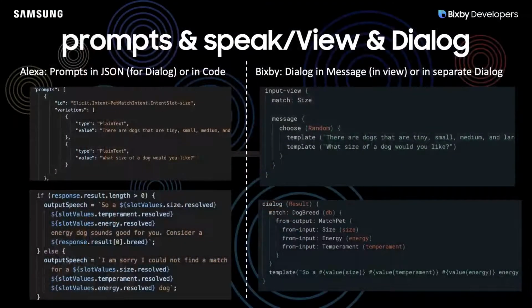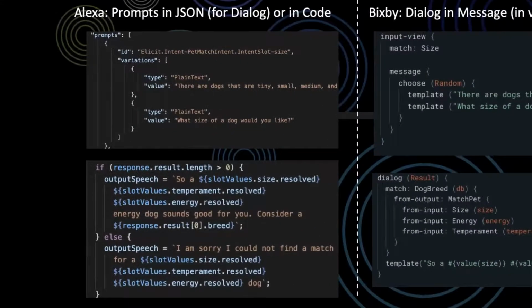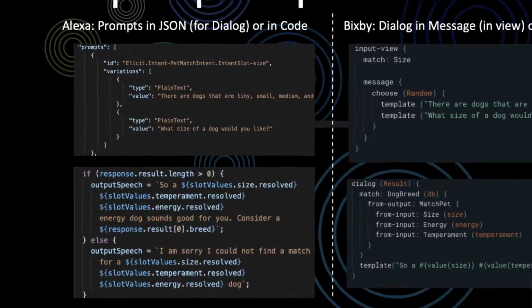So what about the output we give back to the user? On the Alexa side, if you're using dialogue management, some of the output can be in your JSON file, but more commonly, in the bottom left-hand corner, you see actual code written that creates some text that's then turned into speech and returned to the user.